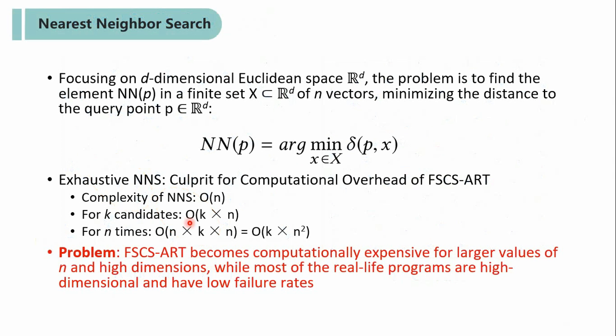So as we saw, the main working of FSCS revolves around finding the nearest neighbor. So nearest neighbor search is a widely used research topic in software testing and computer science. The exhaustive nearest neighbor calculation means FSCS ART calculates the distance of a candidate test case with all the existing test cases. So its complexity is quadratic. We hypothesize that a good nearest neighbor search algorithm can alleviate the computational overhead of FSCS ART.